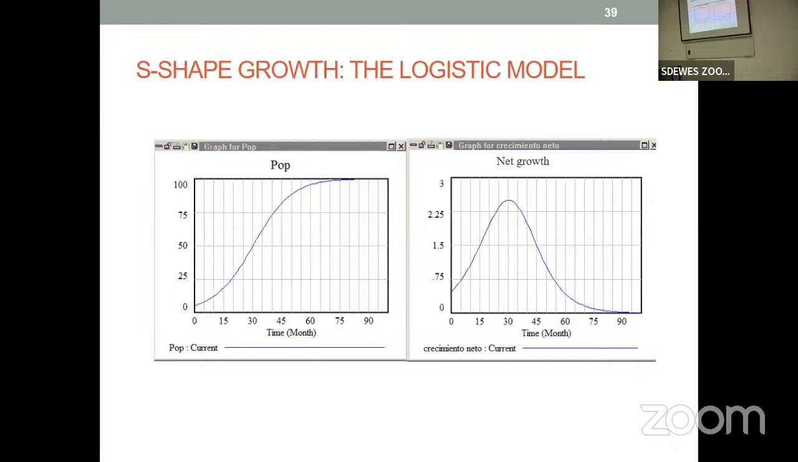So if you check, the net growth is similar to the behavior that we call collapse. At the beginning, a higher growth, then a collapse, and a higher decrease until it reaches zero. This curve is just the derivative of this one, okay? But this is a different behavior for the derivative.